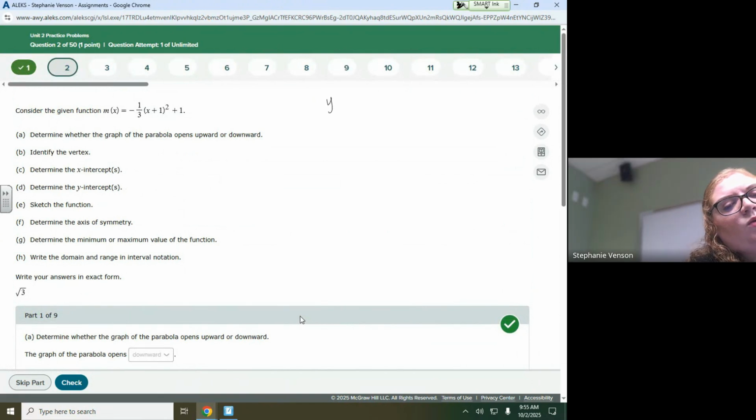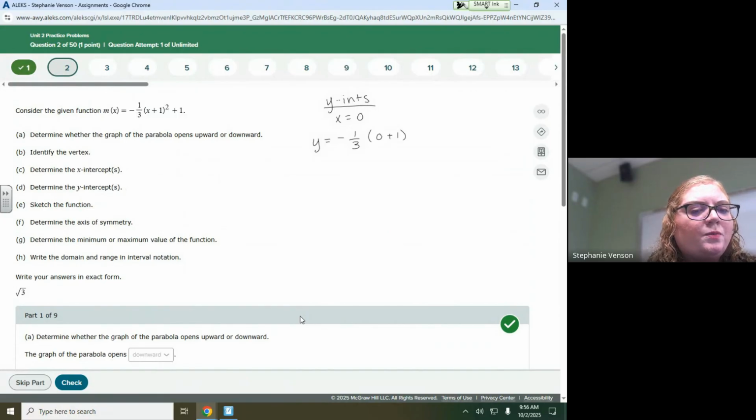So we know that y-intercepts are found when we let x equal 0. So y equals negative 1/3 times 0 plus 1 squared plus 1. So let's see. 0 plus 1 is 1. 1 squared is 1. Okay, and negative 1/3 times 1 is negative 1/3. Bring down the plus 1.